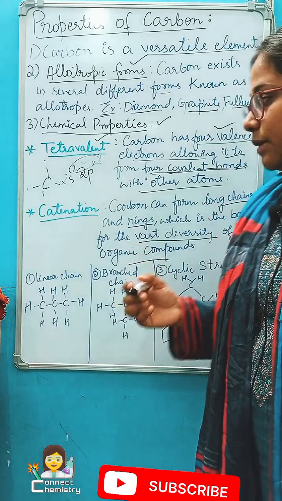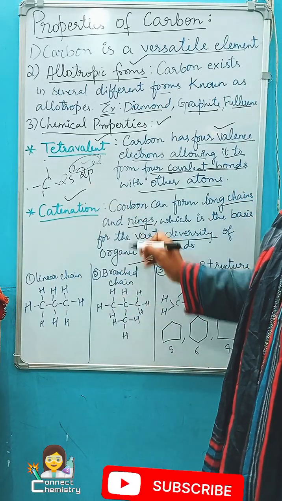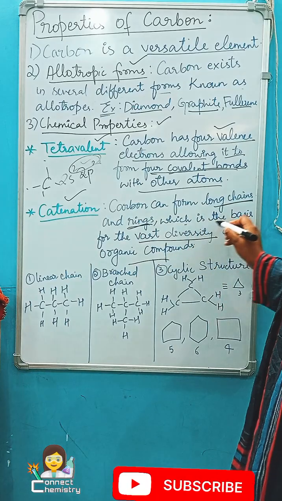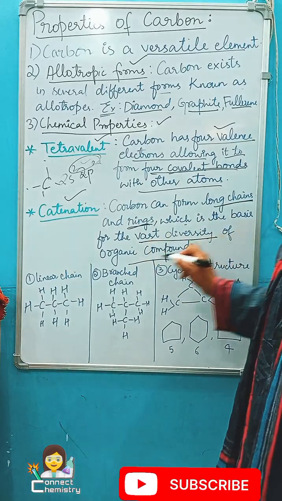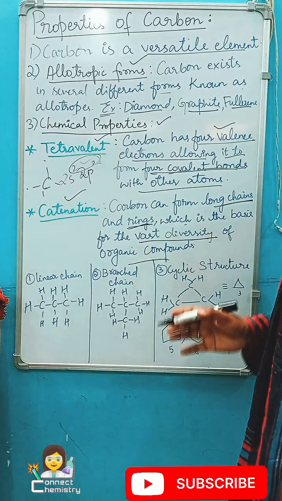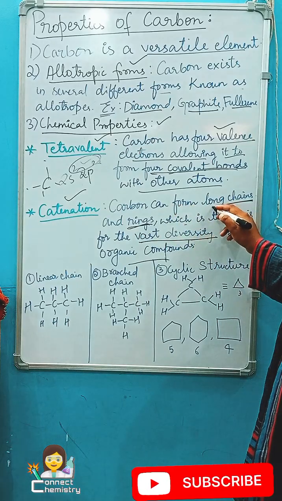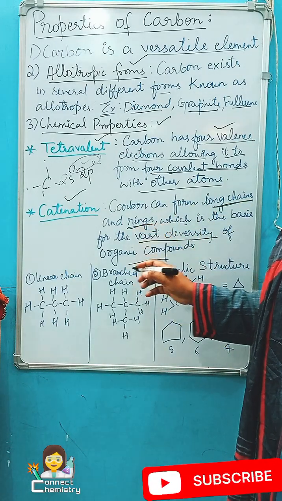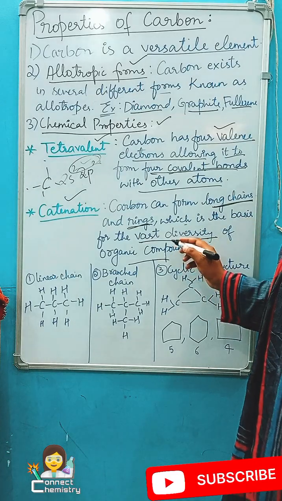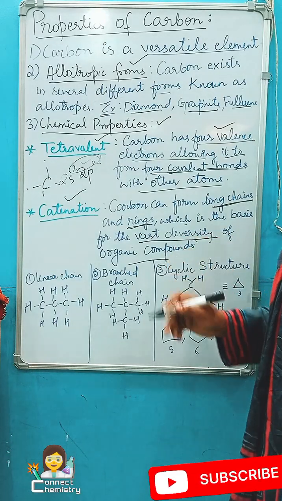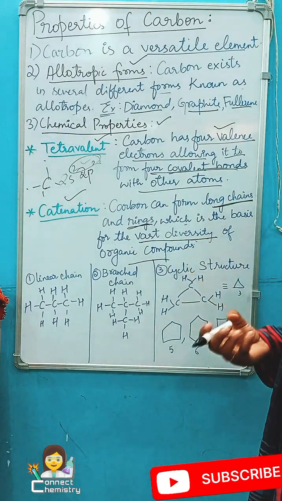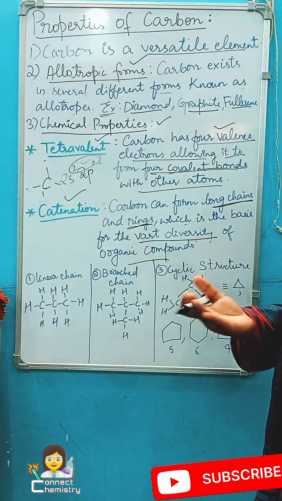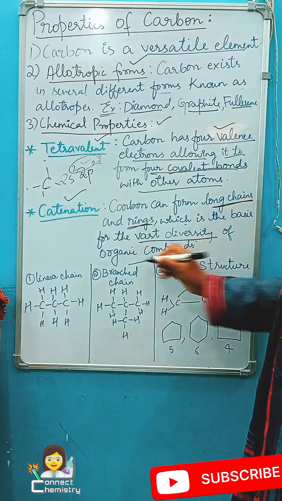Moving on to the next sub-property, that is catenation, where carbon can form long chains and rings, which is the basis of the vast diversity of organic compounds. So what it means is that carbon can form long chains as well as rings, which is the basis for the vast diversity of organic compounds. Organic compounds are mainly built upon carbon. So it gives the base for the organic compound.